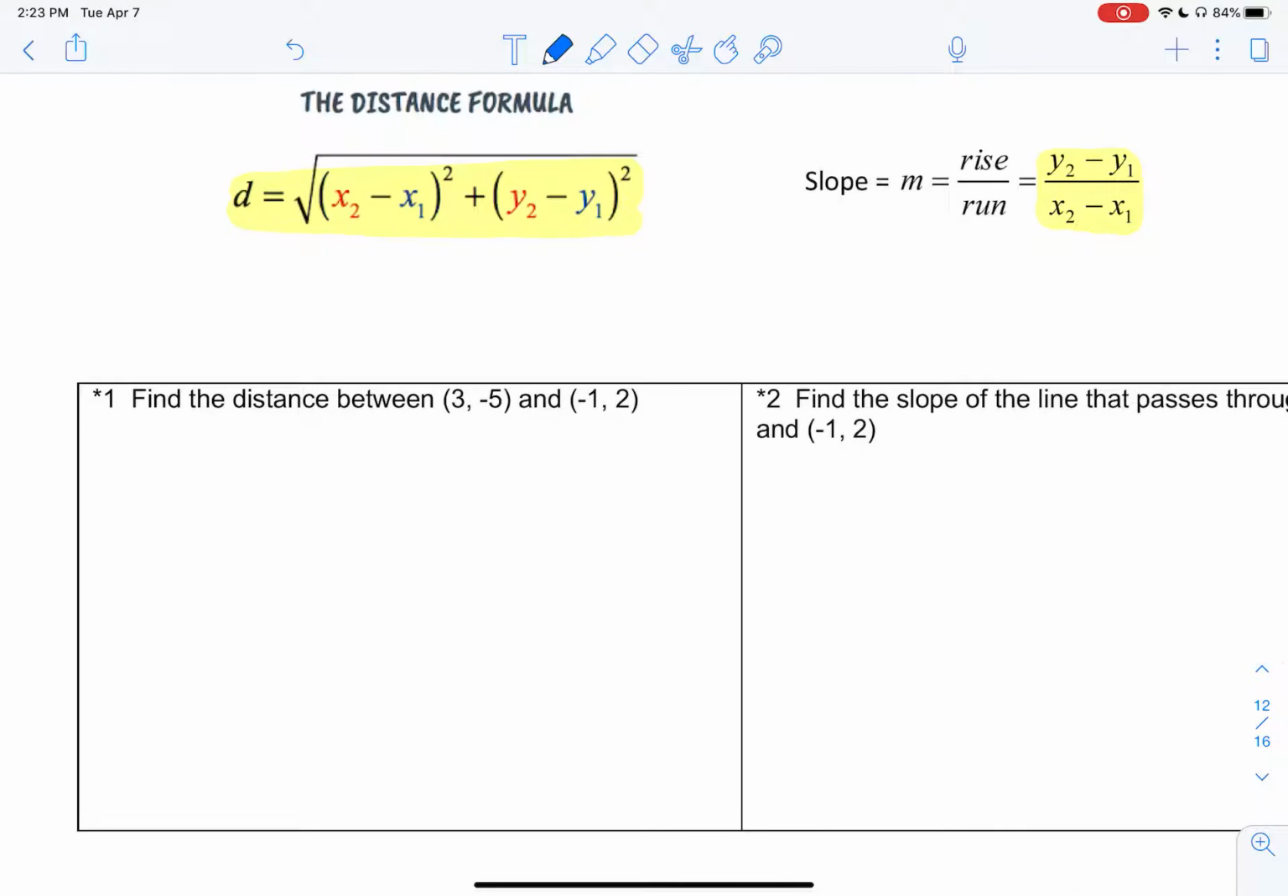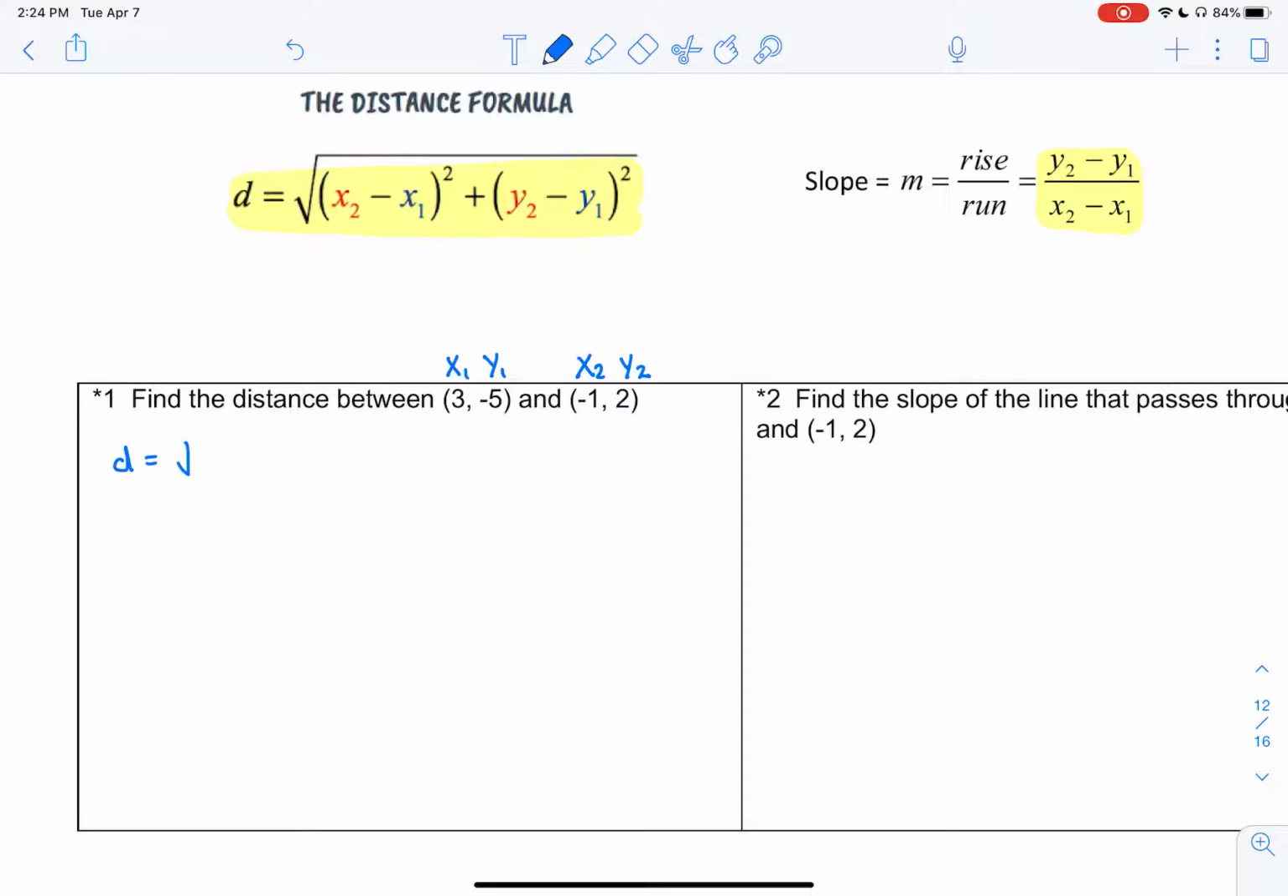And I'm going to go ahead and label on this star question, when we're finding the distance between these 2 points, the first set of points I'm going to call x1, y1, meaning first x, first y. And the second set, x2, y2, meaning second x, second y. Then I can just take those and plug them into the distance formula given above.